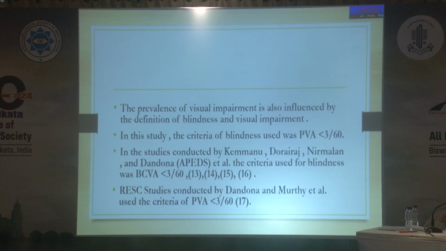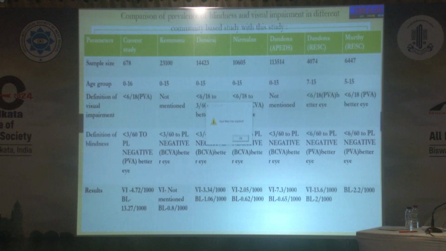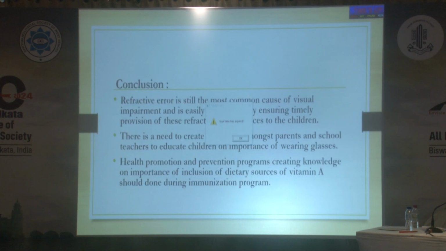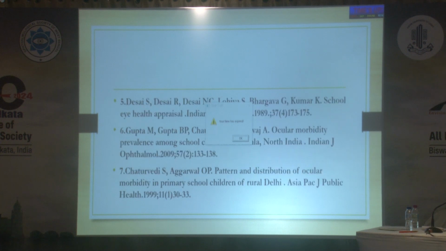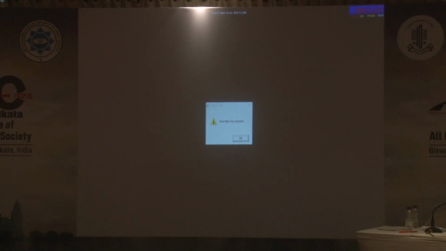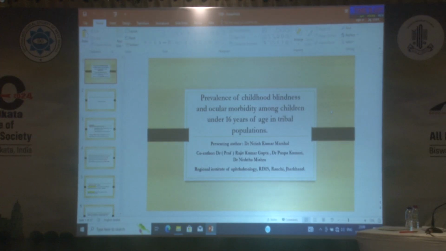The prevalence of visual impairment is also influenced by the definition of blindness and visual impairment. In this study, the criterion used was presenting visual acuity less than 3/60. The comparison of various studies with my study. Conclusion: refractive error is still the most common cause of visual impairment. There is need to create... These are my references. Thank you.